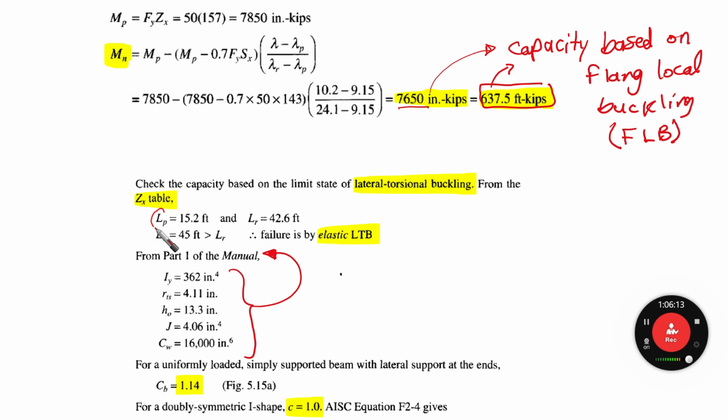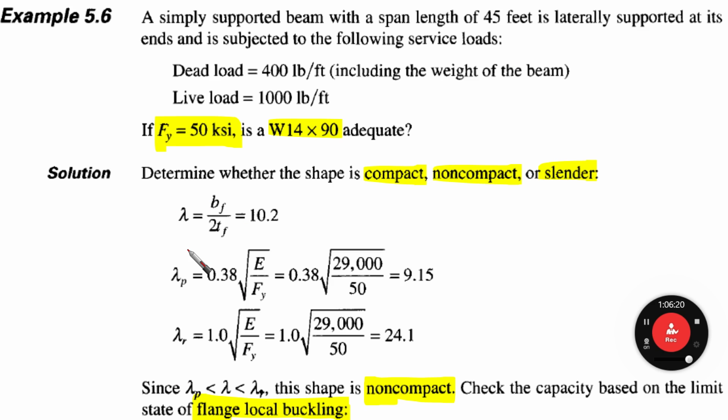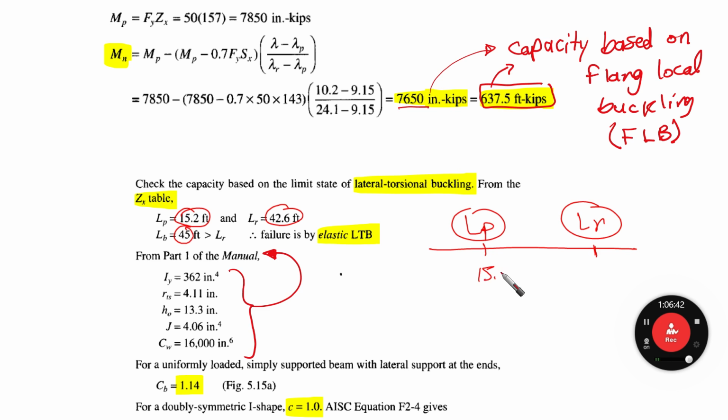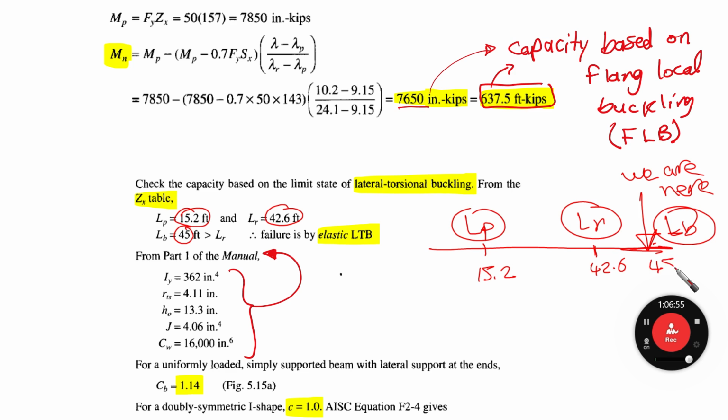Now we have LP and LR known for us. Our unbraced length is 45 feet, I think it's given from the beginning. It seems that 45 is larger than LR. So if we have LP here and LR here, these are the limits for us. Here it is 15.2, here it is 42.6. In our case, we are here. This is LB, the unbraced length, which is 45.